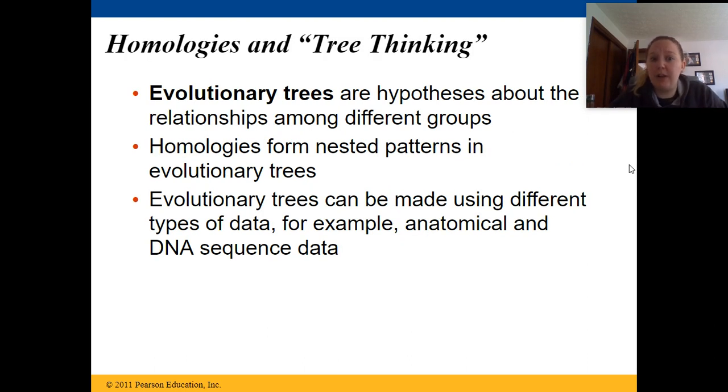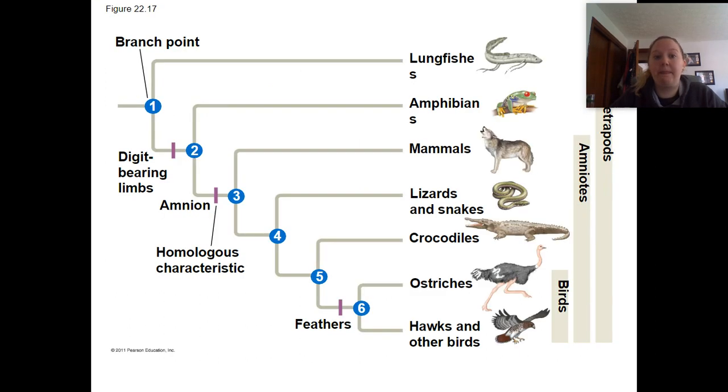Evolutionary trees are hypotheses about the relationships among different groups. Homologies form nested patterns in the evolutionary tree. Evolutionary trees can be made using different types of data, for example, anatomical or DNA sequencing data. So this is an evolutionary tree, with branch points. Obviously, the further over to the left, the older that evolution comes from.